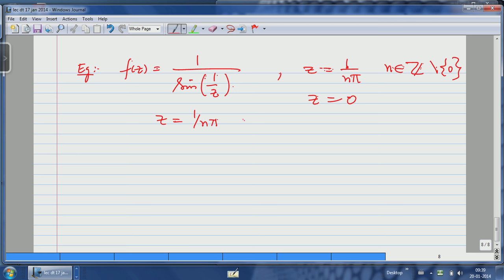Z equal to 1 by n pi, n an integer which is different from 0, these are all isolated singularities, and z equal to 0 is non-isolated. So this is another interesting example. So what we will do is that we will start worrying about only isolated singularities, and so we'll leave out the case of non-isolated singularities and go to the case of isolated singularities.